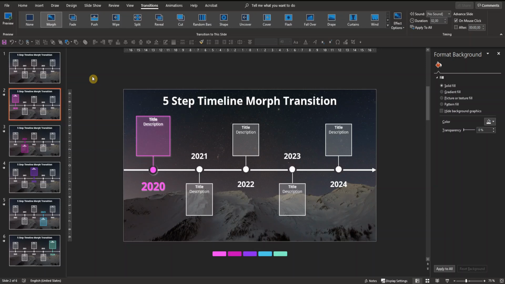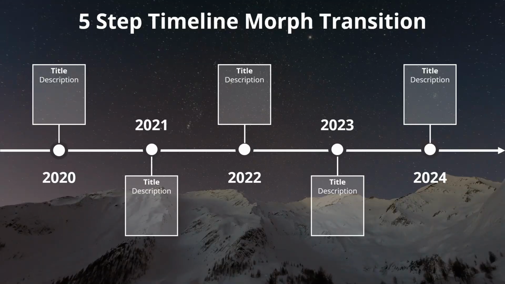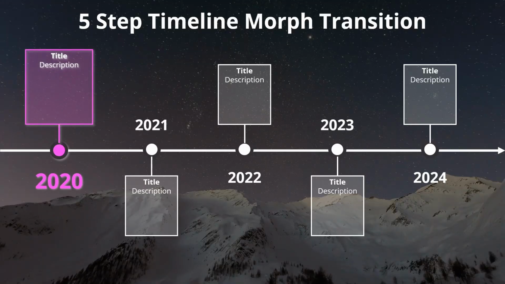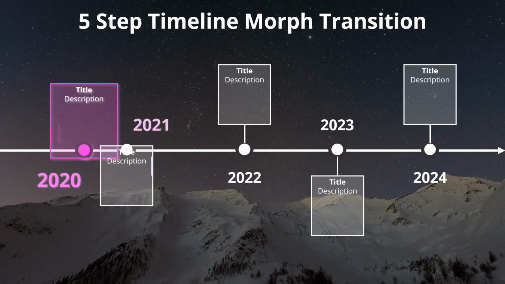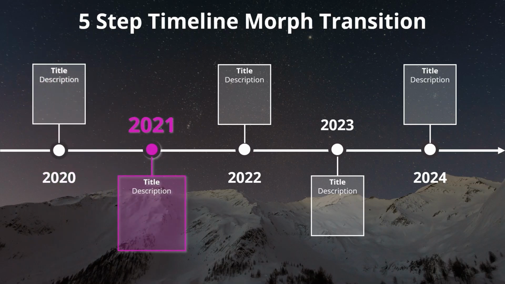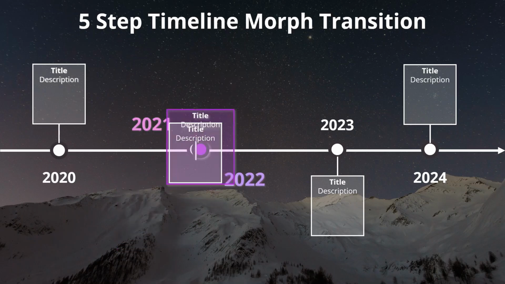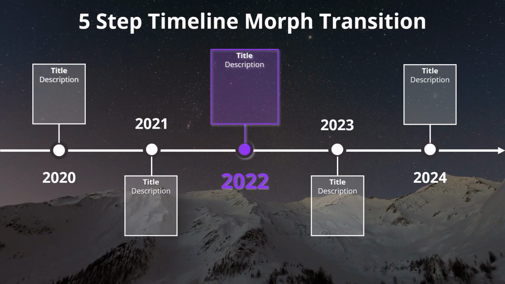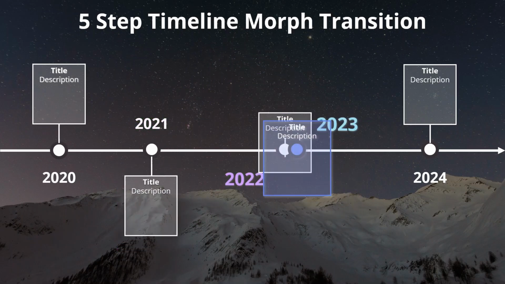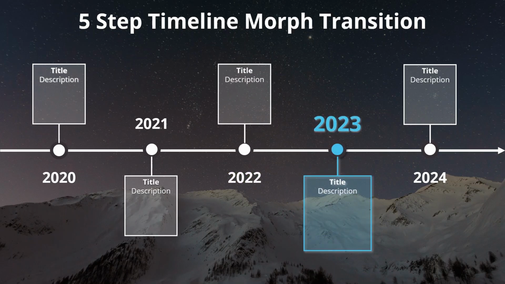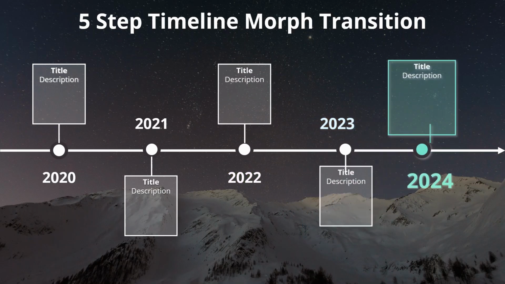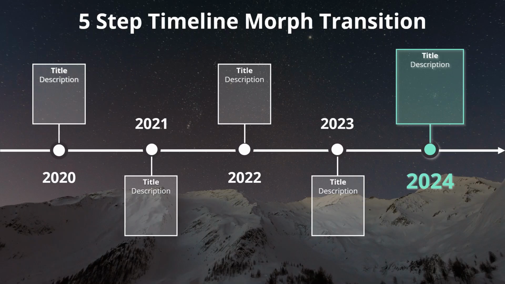So let's look at our final result. Here we go, our first slide with the timeline, morphing to year 2020. Year 2021 is highlighted. 2022 becomes more prominent. Next year in blue. And finally the transition to year 2024.